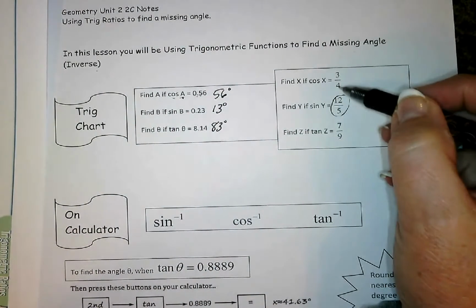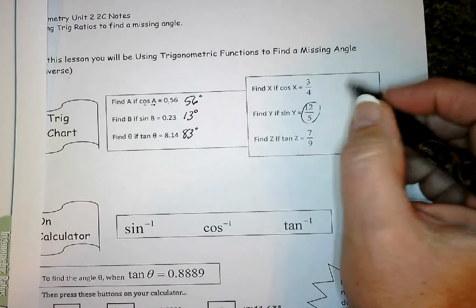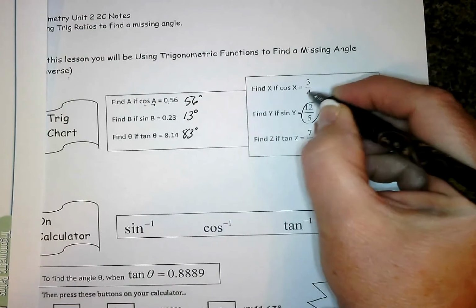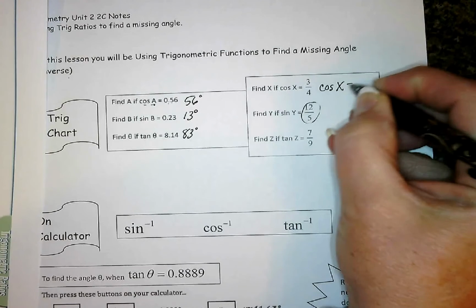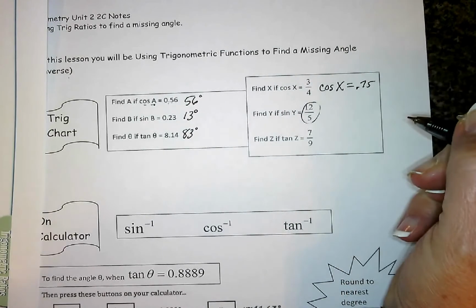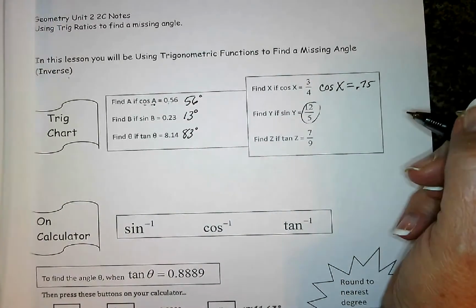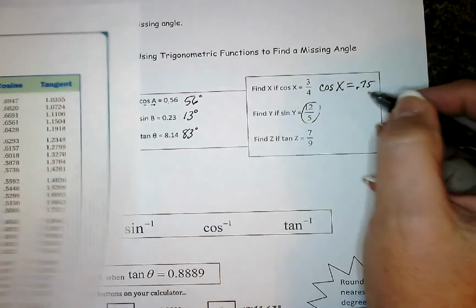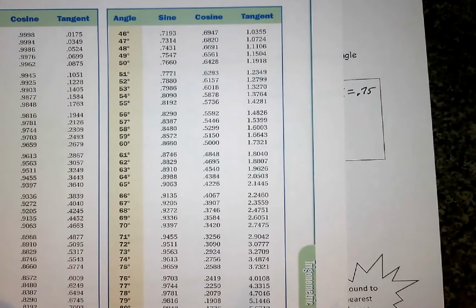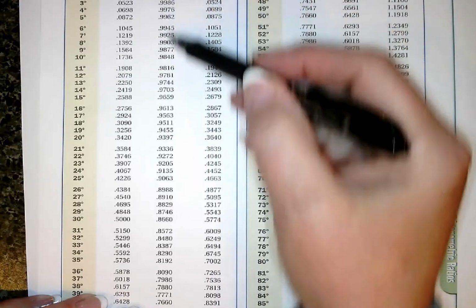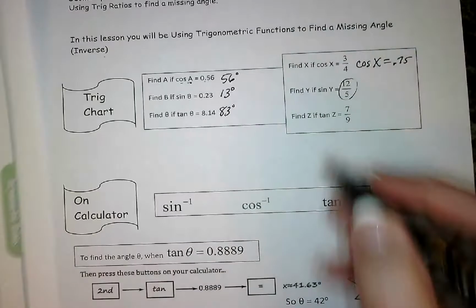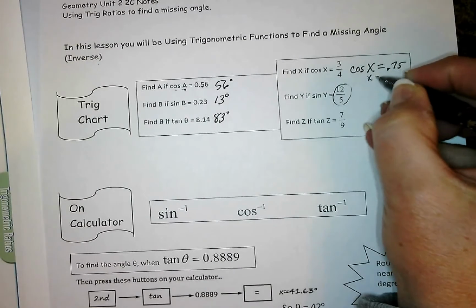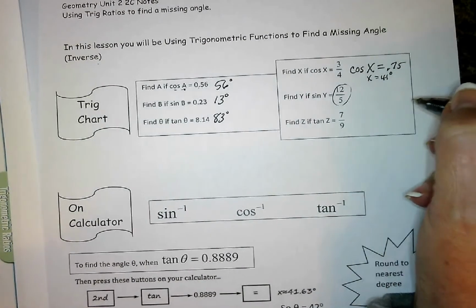What if I know the fraction or the ratio forms? Well, that's pretty simple to change the 3/4 into a decimal. So another way of writing this would be the cosine of x equals 0.75. Then we can just do it. So on my trig chart, I'm going to look under cosine to 0.75. Here's cosine. I'm going to go down here to 0.75, as close as we can get, and we're going to say it's 41 degrees. So this angle x is going to equal 41 degrees.